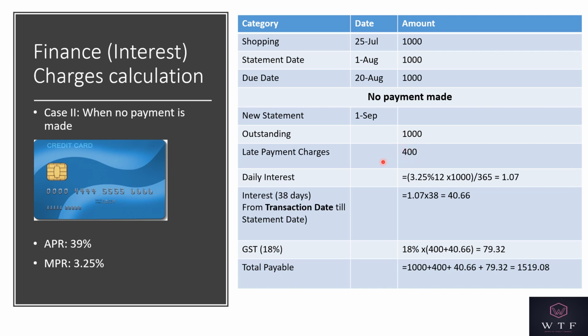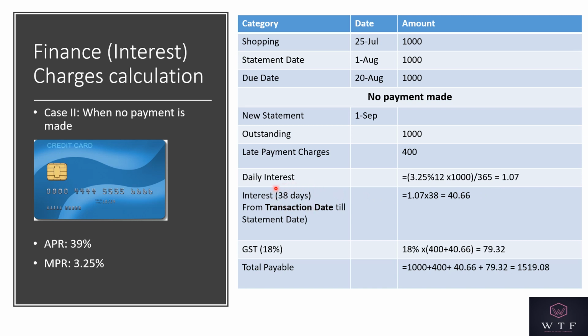So now let's calculate the daily interest that has been incurred on this 1000 rupees, which is nothing but the APR or the MPR into 12, which is the annual charges, into 1000 rupees, which is the outstanding, divided by 365, the number of days in a year, which would give you the daily interest charges. So now this interest is levied on 38 days.